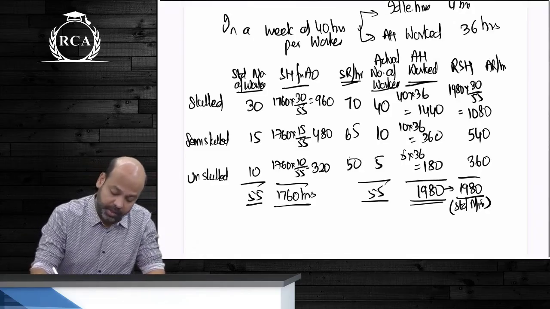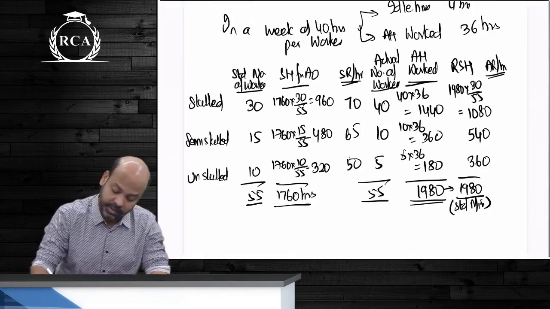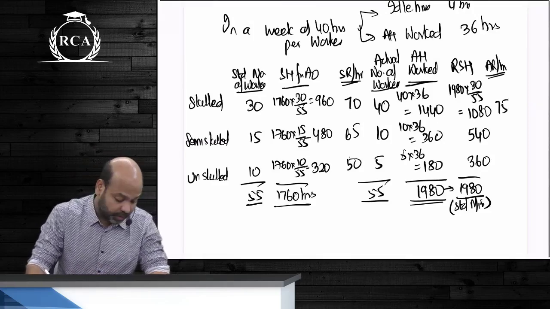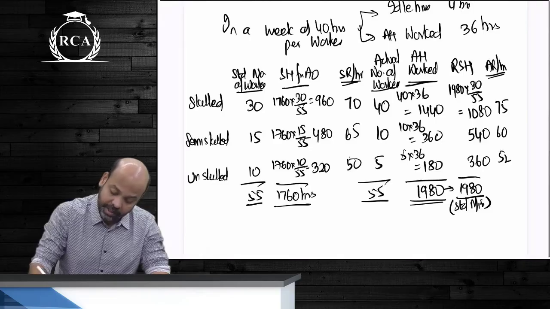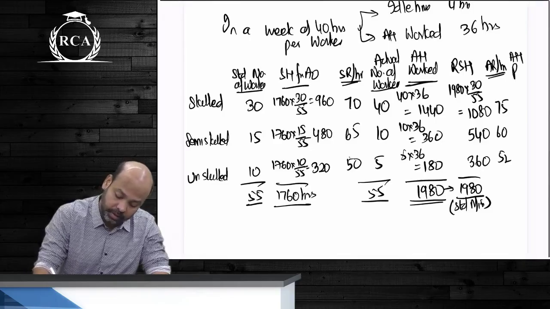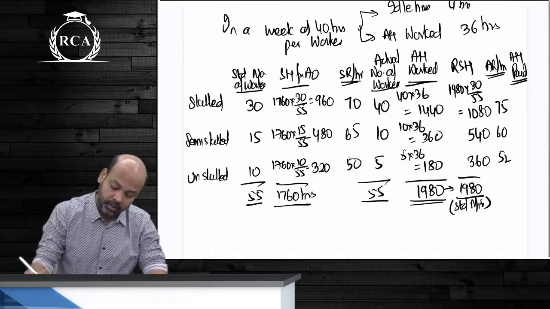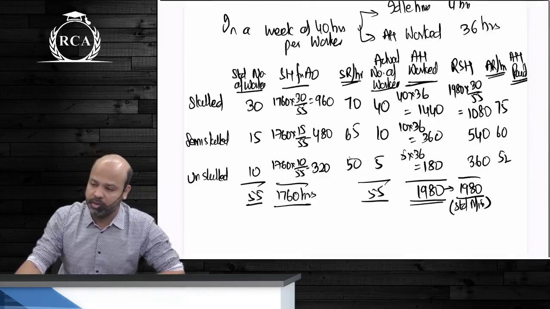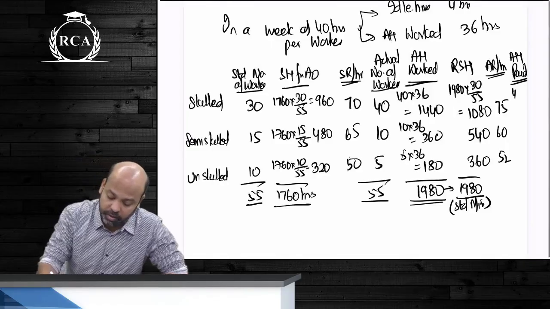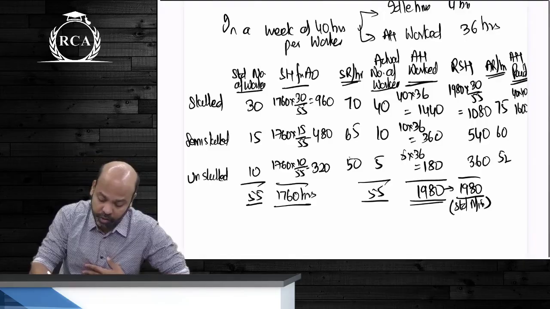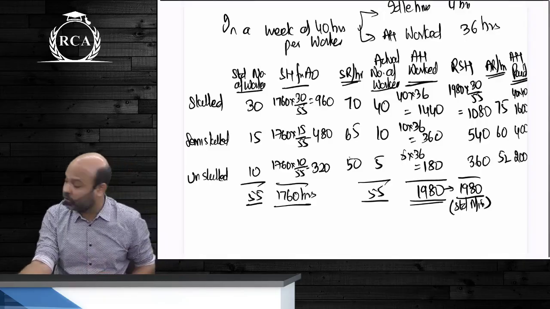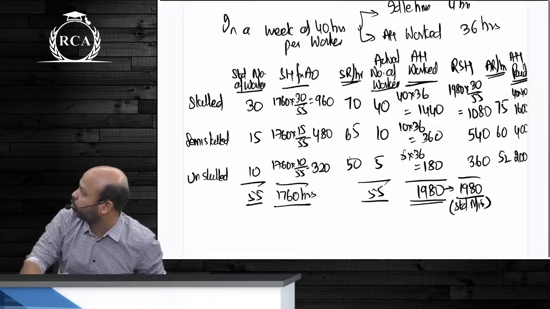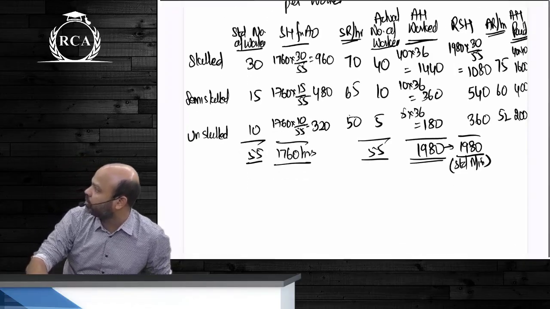Actual rate per hour is also given in the question: 75, 60 and 52. How will I get actual hours paid? Actual workers into actual hours paid. 40 into 40, it will be 1600. 10 into 40, 400. 5 into 40, 200. Actual hours paid will be 2200. This is the table that you need.